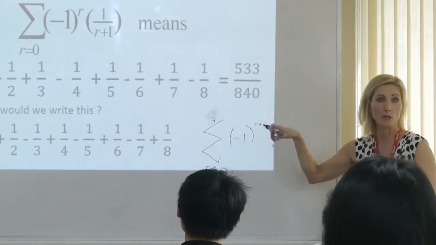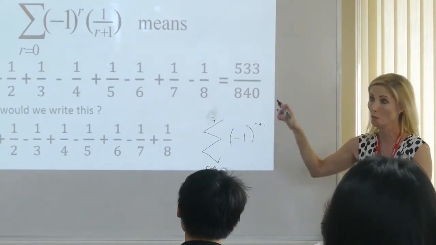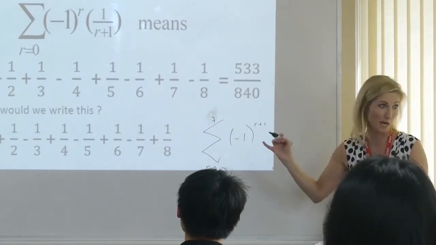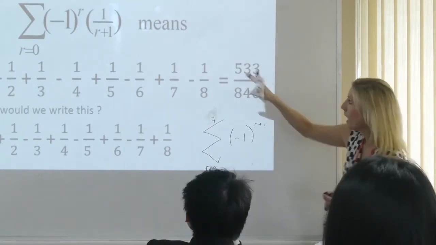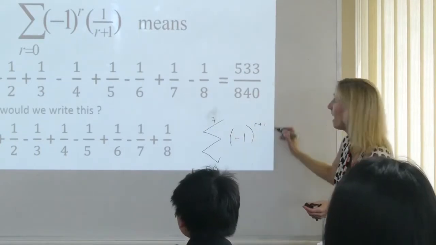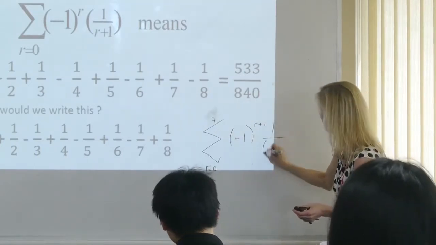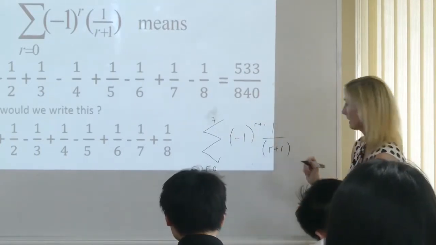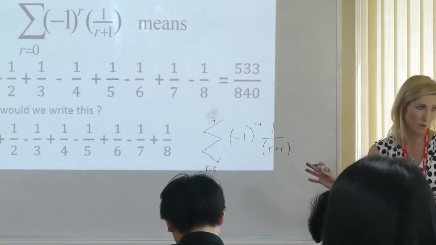So what would have been an odd power is now going to be an even power. What would have been an even power is now going to be an odd power. Okay, so that will work, but we're not actually changing the numerical value. So 1 over r plus 1, that's still staying the same. So that's one way of doing it.